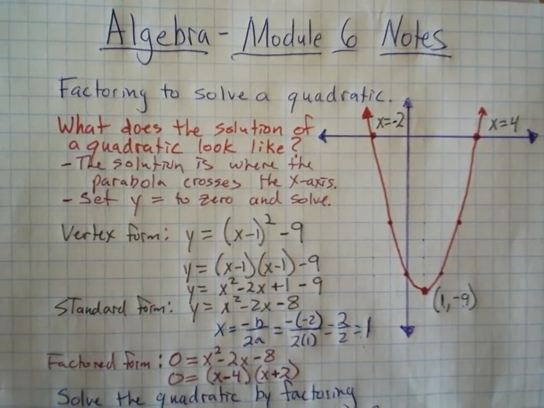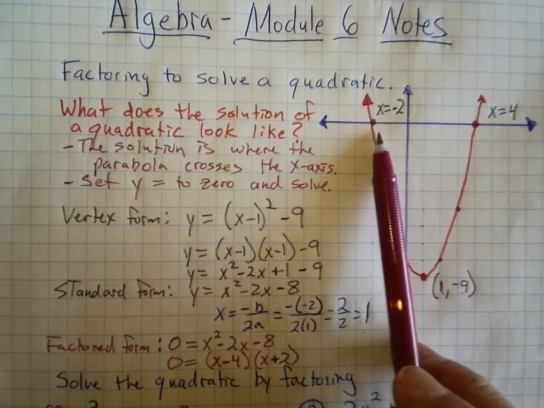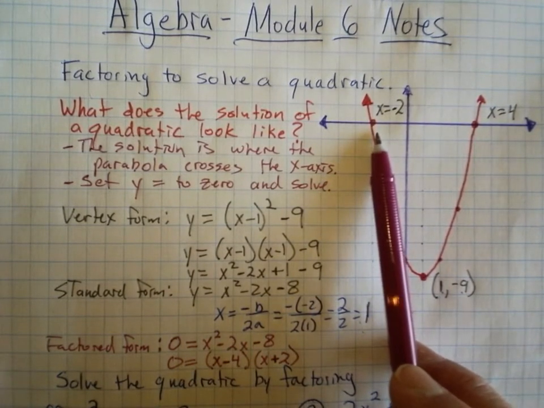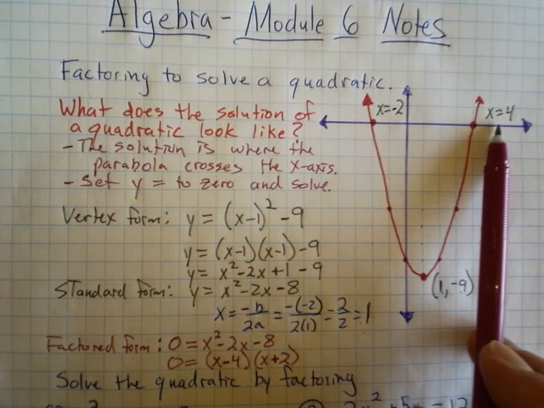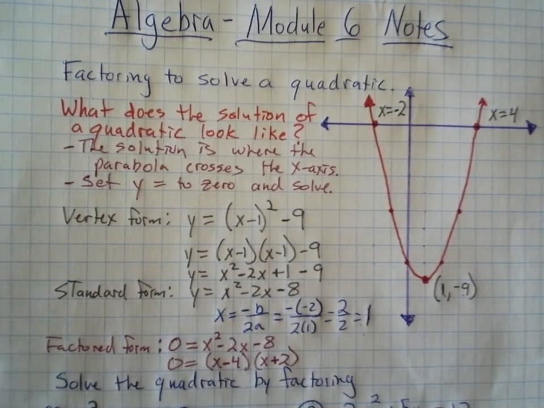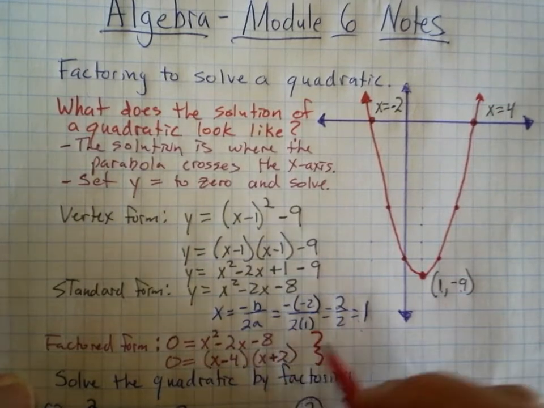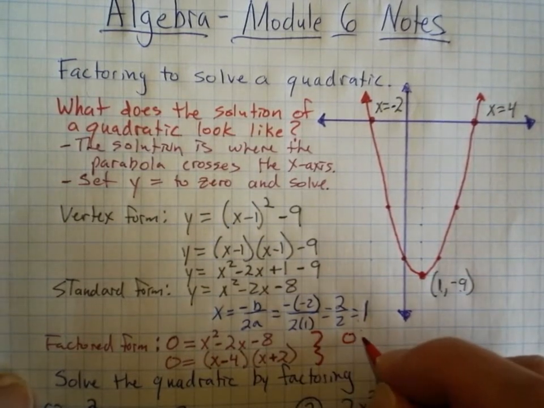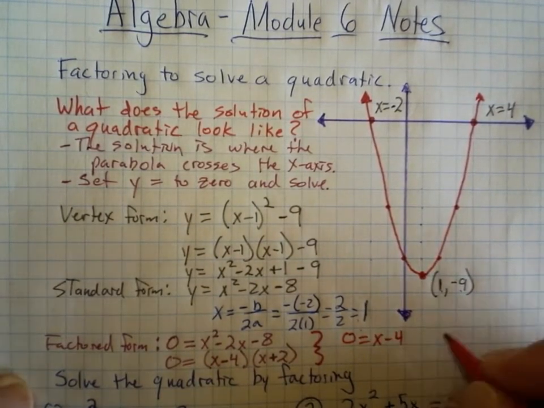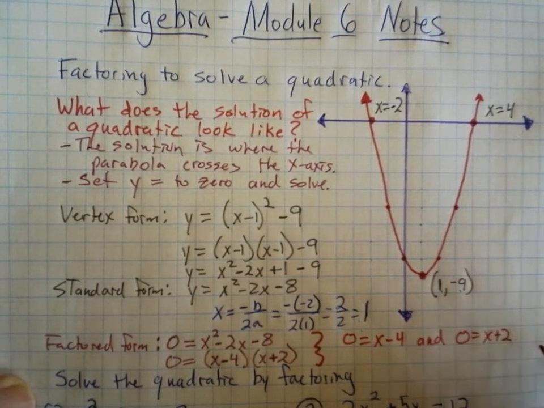Now, that's factored form. Take a look at our x-intercepts: -2 and a +4. Well, Mr. Mike, this is a -4, and that's a +2, but we're not done yet. We've got to solve for this, which means we're going to take 0 equals x minus 4 and 0 equals x plus 2.